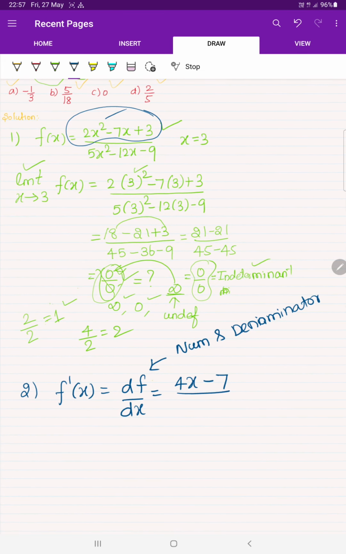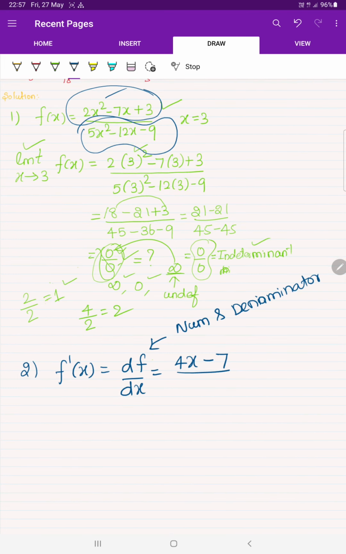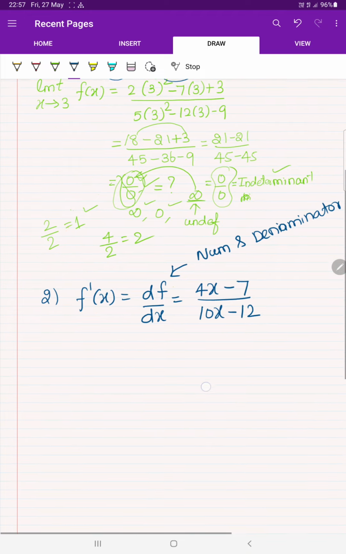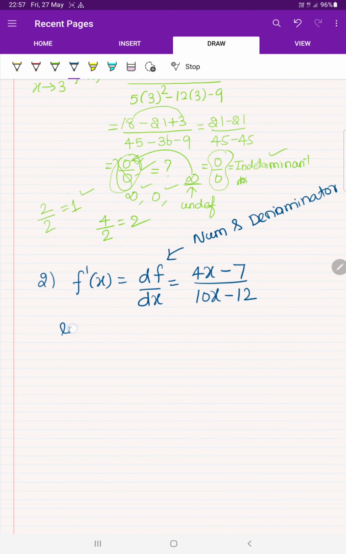Similarly, in the denominator, take the denominator portion separately. Just repeat the same procedure. Differentiation: 5 times 6x square will give you 10x, minus 12x will give you 12. Yes, sir. So after finding this, now you can repeat the same procedure. Limit x approaching 3, but now we are going to consider f dash of x. So what we have to do? In f dash of x, we have to replace x by 3. So when I am replacing x by 3, it will become 4 into 3 minus 7 upon 10 into 3 minus 12.